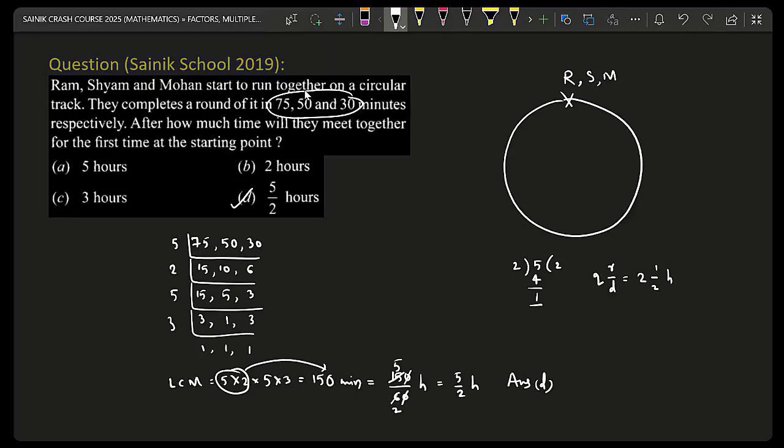That's why we should find the LCM of these three. Okay, sir, I understand. The LCM I got is in minutes, but the question is asking in terms of hours. So divide by 60, you'll get the answer. Okay, so you can mute yourself.